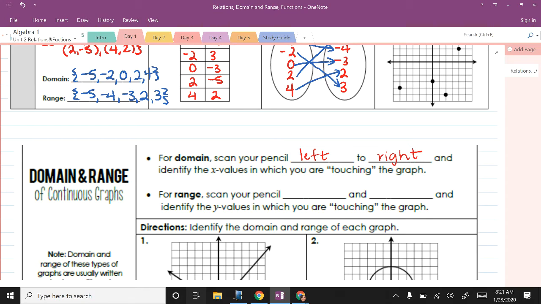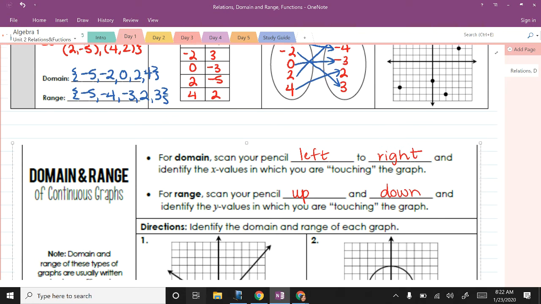For the range, where do you think you're going to go? Up and down. Very good, because you're looking at the Y values, and Y values go vertical. So for your Y values, you're going to scan your pencil up and down to see what Y values you're going to touch on your graph. All right, so let's see examples.